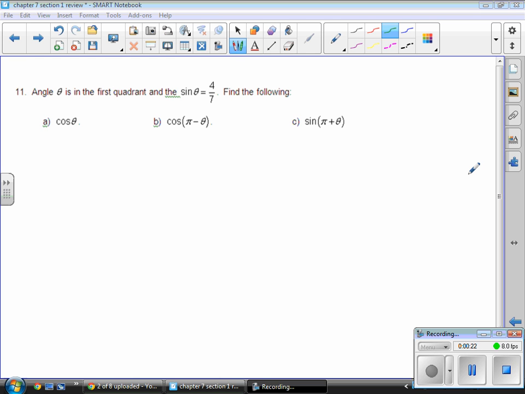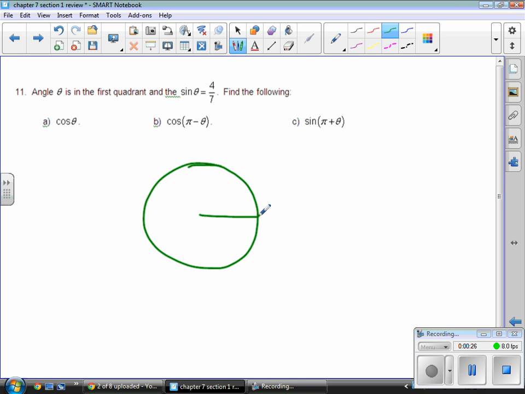So I'm going to draw my circle here to kind of visualize where I'm at. And it says it's in the first quadrant. Sine is my height, so this right here is 4/7. I'm thinking about it as 1 unit. My radius is worth 1. Again, my radius is always going to be worth 1.